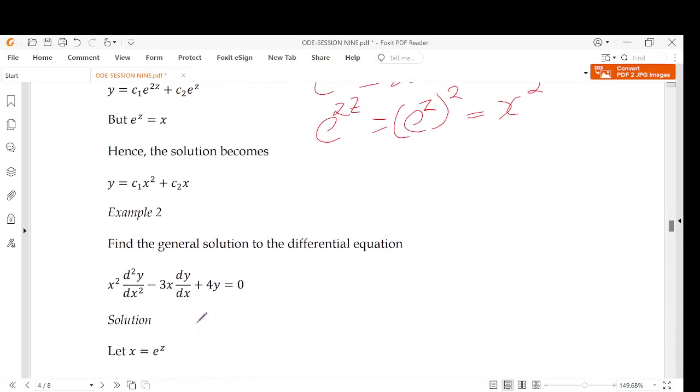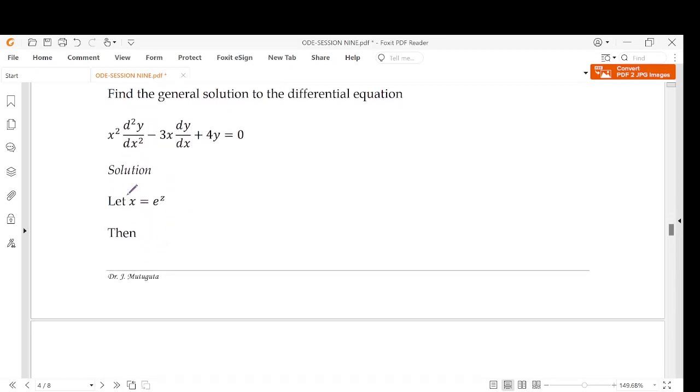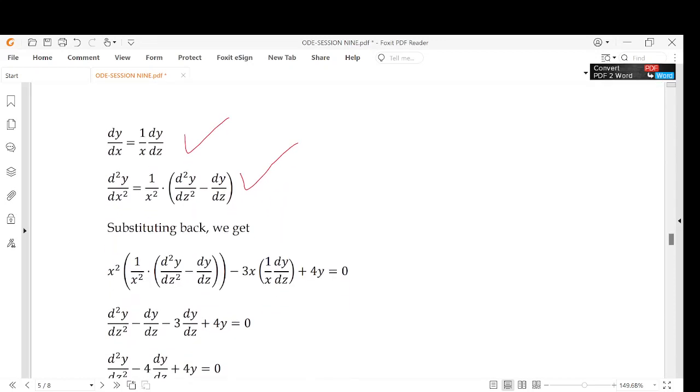Now, similarly, we have another differential equation of the same kind. We can follow the same procedure. We set x is equals to e raised to power z. Then the first derivative becomes that, the second that. We substitute. Again, x squared cancels out here, and x cancels out here.